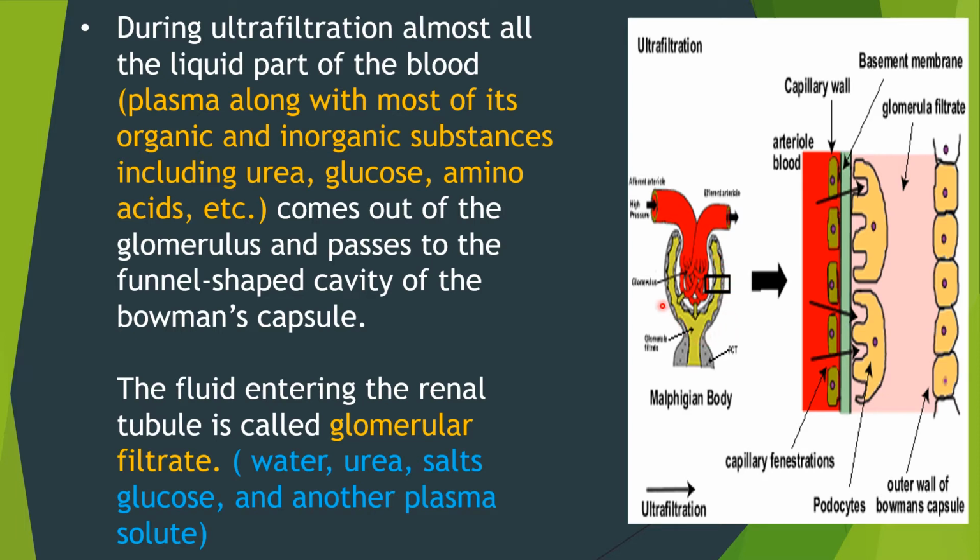Which part of the renal tubule? The funnel-shaped cavity of Bowman's capsule. The fluid entering the renal tubule is called glomerular filtrate. Where will it collect? It will collect in the funnel-shaped cavity of Bowman's capsule. It contains water, urea, salts, glucose and other plasma solutes.